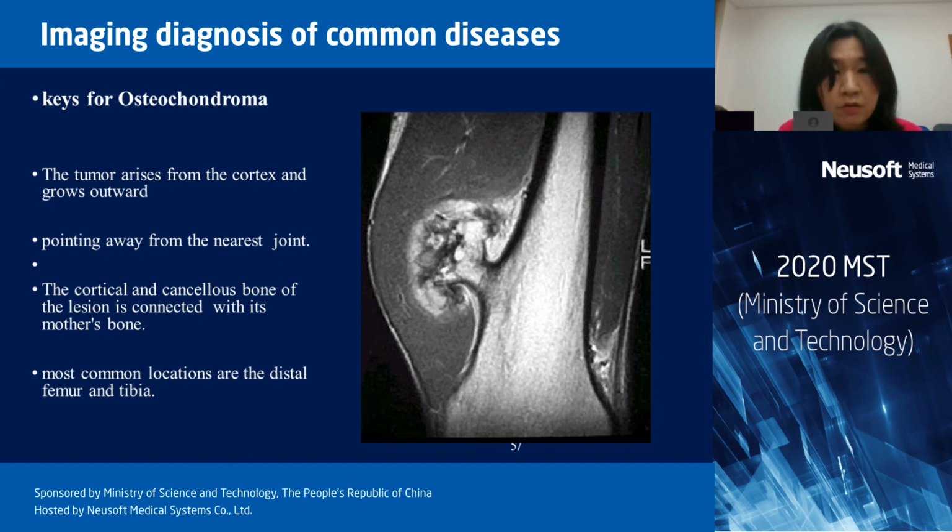Keys for osteochondroma. First, the tumor arises from the cortex and grows outside. Second, pointing away from the nearest joint. Third, the cortical and cancellous bone of the lesion is connected with its mother bone. Fourth, most common locations are the femur and tibia.